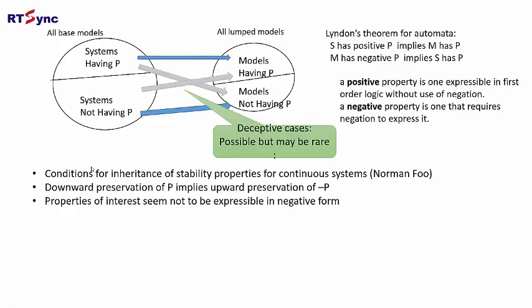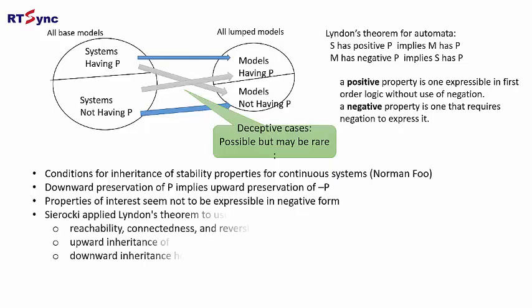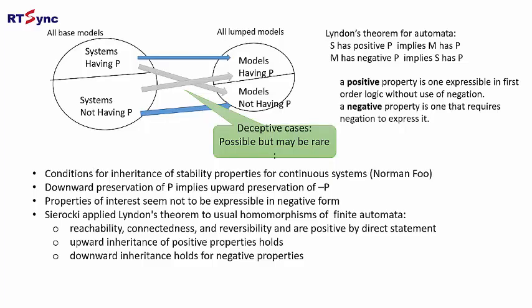And properties of interest, however, don't seem to be expressible in negative form. Siraki applied Linden's theorem to usual homomorphisms of finite automata, and showed that interesting properties such as reachability, connectedness, reversibility are positive. They can be stated in a positive way, and therefore they cannot be established from system to model. On the other hand, upward inheritance of positive properties holds.